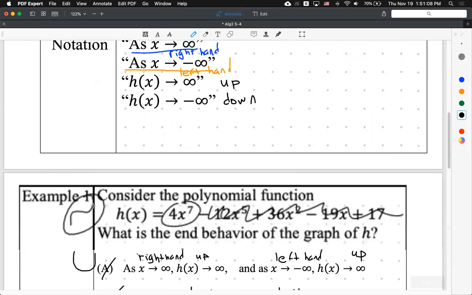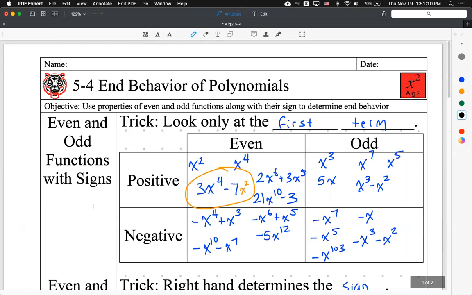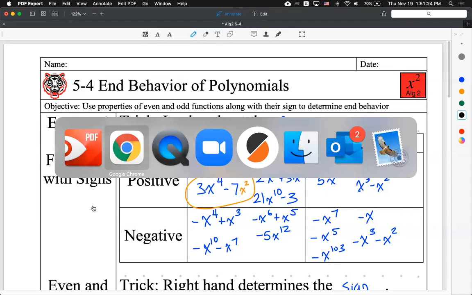All right, give me a fist of 5 for our objective. How well can you use the properties of even and odd functions along with their sign to determine your end behavior? Everyone's going to give me a 5. Everyone's giving me 4s and 5s. I would say our average is about 4.5. All right, thank you guys.